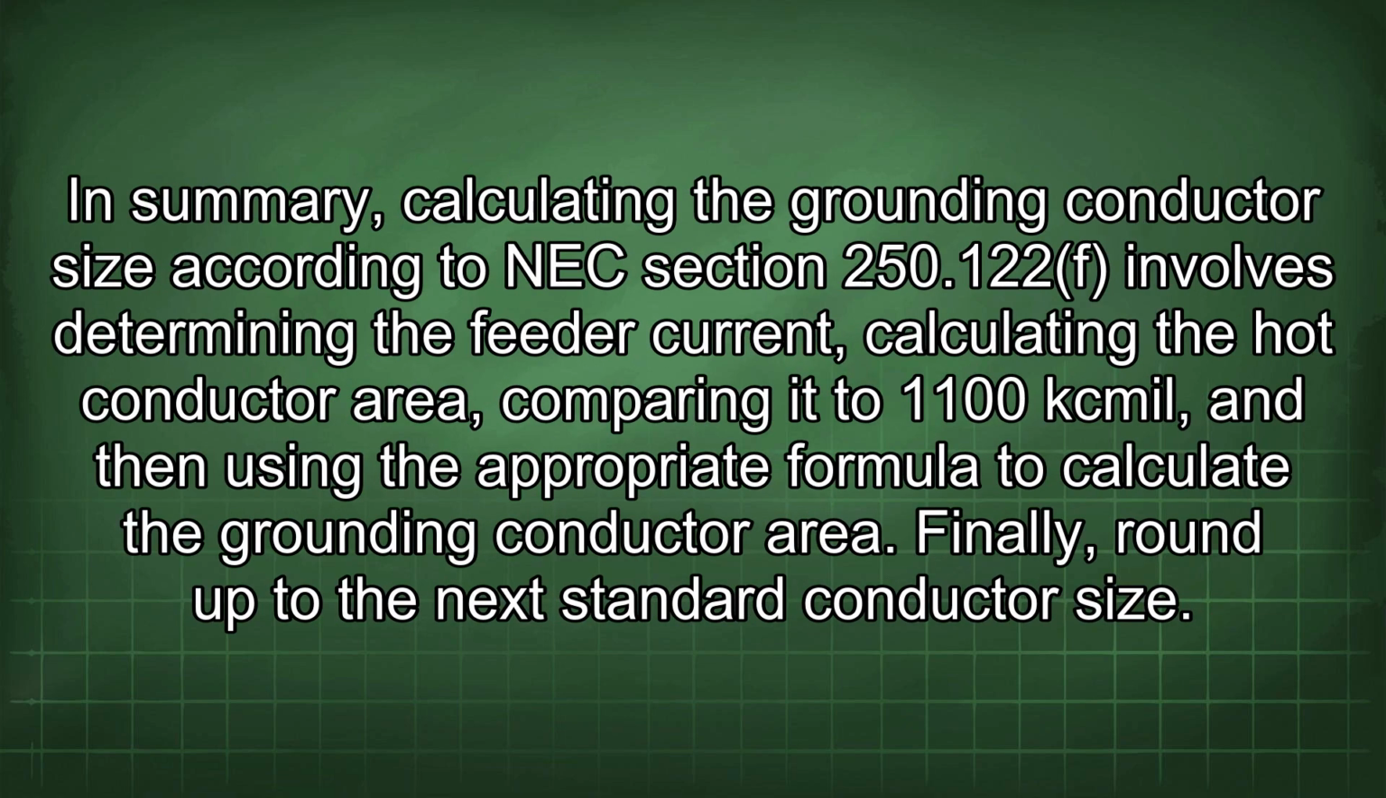In summary, calculating the grounding conductor size according to NEC section 250.122 involves determining the feeder current, calculating the hot conductor area, comparing it to 1100 kcmil, and then using the appropriate formula to calculate the grounding conductor area. Finally, round up to the next standard conductor size.